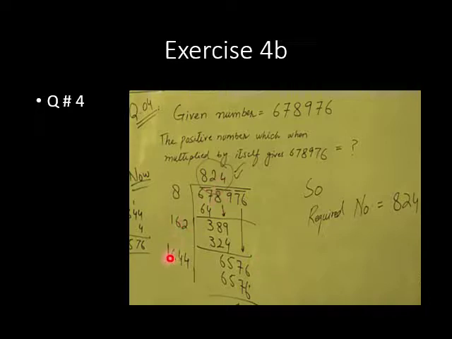16 will be written here as it is. Now we will add 2 and 2, then we will get 4. 4 is added here and multiplied by 4, then we will get 65,76, the required number. And in this question, the division method is over. Our required number is 824. When we multiply 824 by 824, then we will get this number.